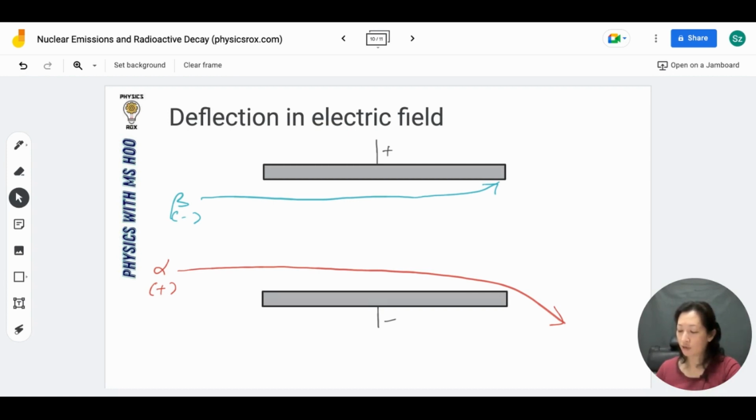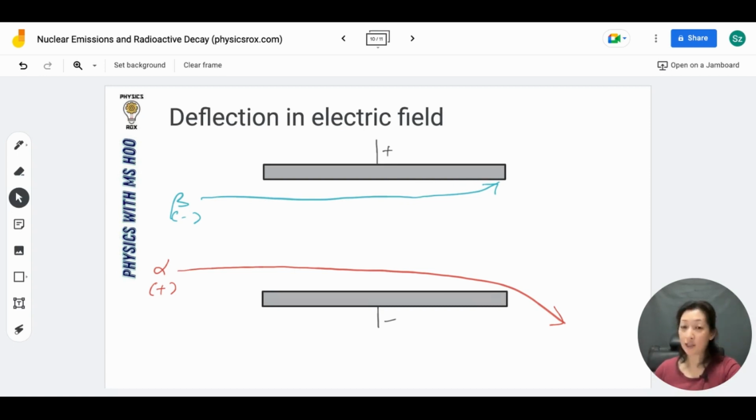Because alpha has a much greater mass, it's harder to change its direction, right? Due to inertia. If you remember what you've learned about inertia, the greater the mass, the greater the inertia, the more difficult it is to change its direction. Beta is an electron, much smaller mass, so lower inertia, easier to change its deflection. So you find that beta tends to deflect more quickly at a greater angle compared to alpha.